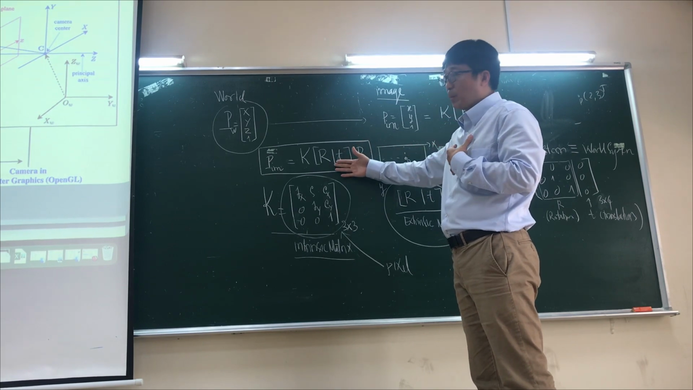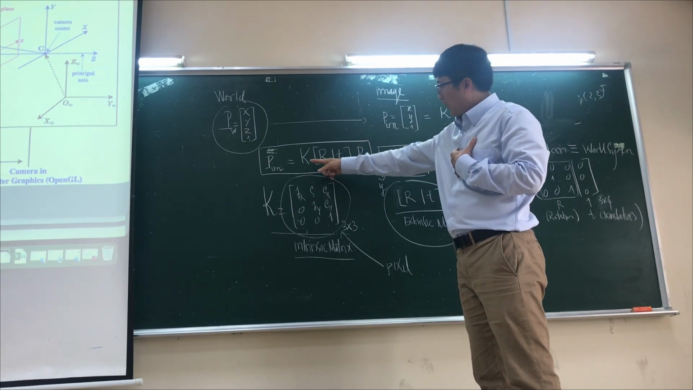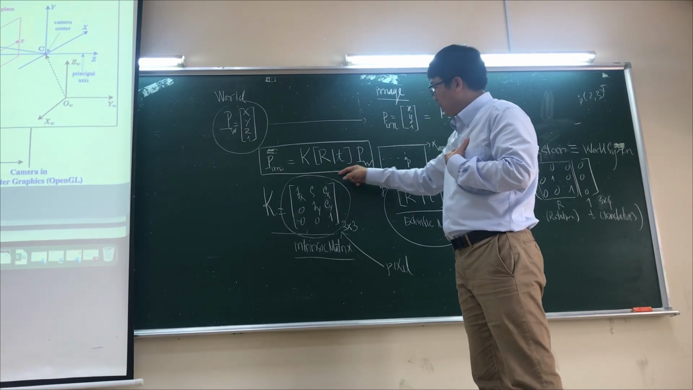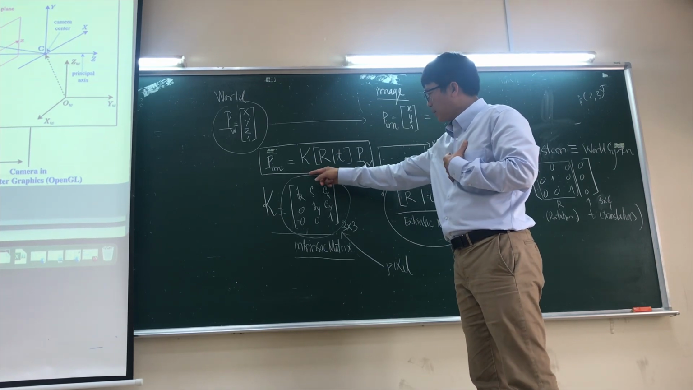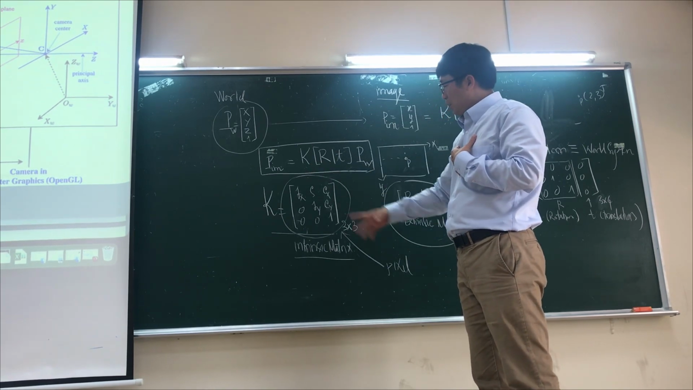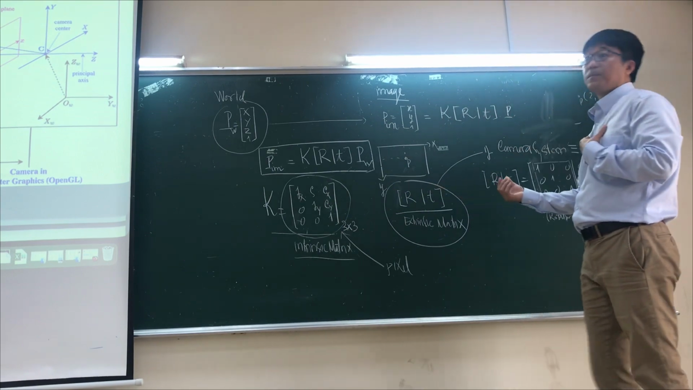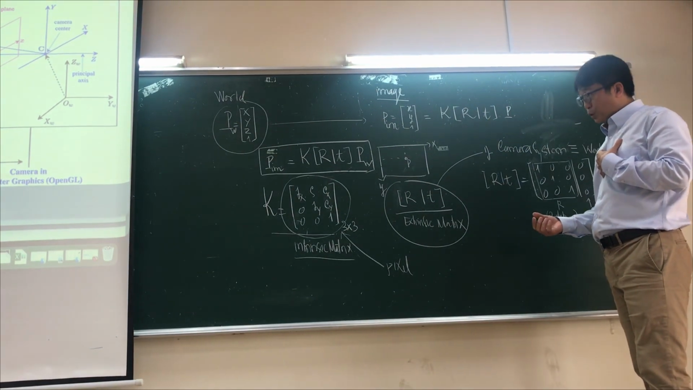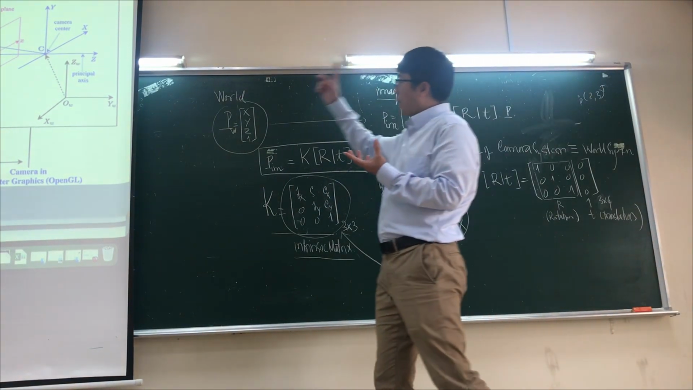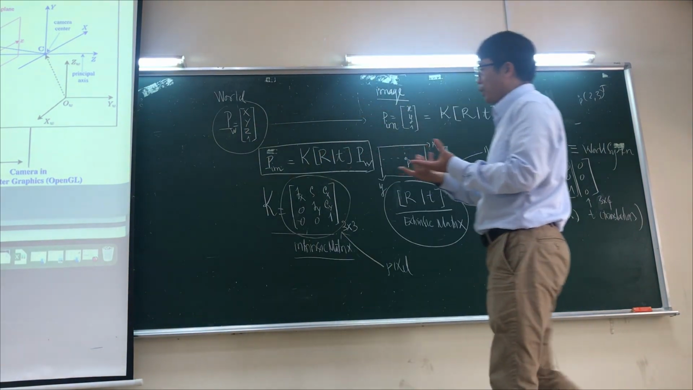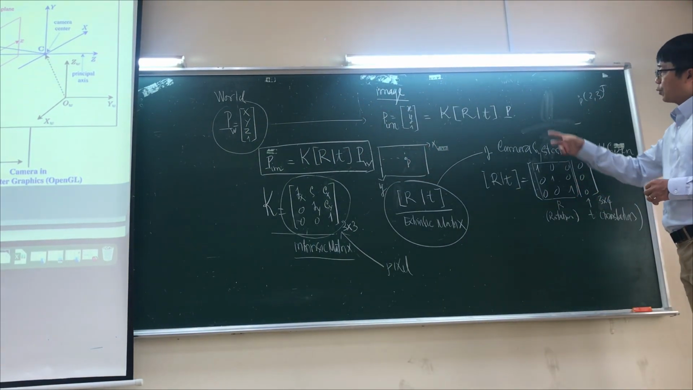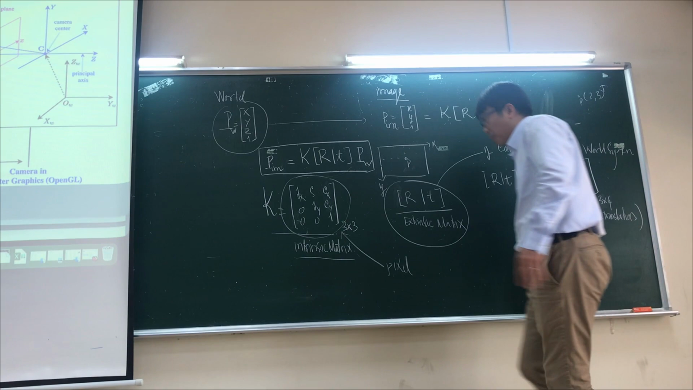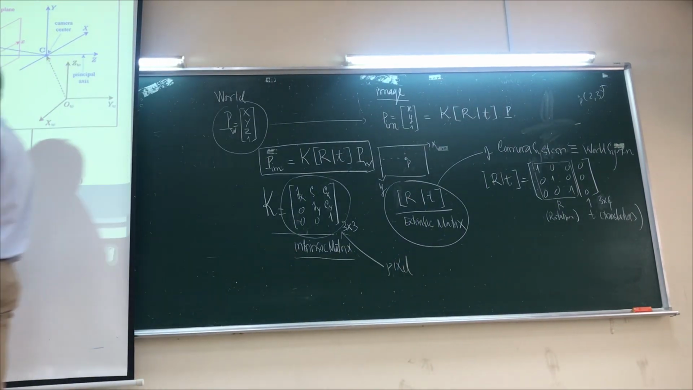Here we call it the camera model. The camera model is a matrix, 3 rows, 4 columns. So when you multiply it with the vector here, it becomes 3 by 1, and after that we normalize. For example, here I give you an example of how to compute.